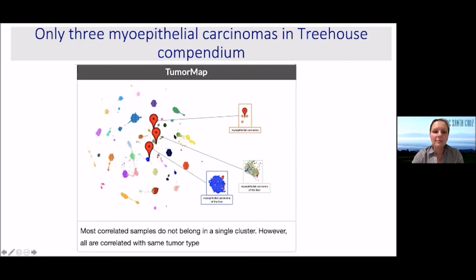First, the tumor map analysis. This analysis gets at molecular similarity. What is this tumor similar to in our compendium? And we found that it was similar to other myoepithelial carcinoma tumors that we had, which was reassuring, but nothing clinically actionable from this.